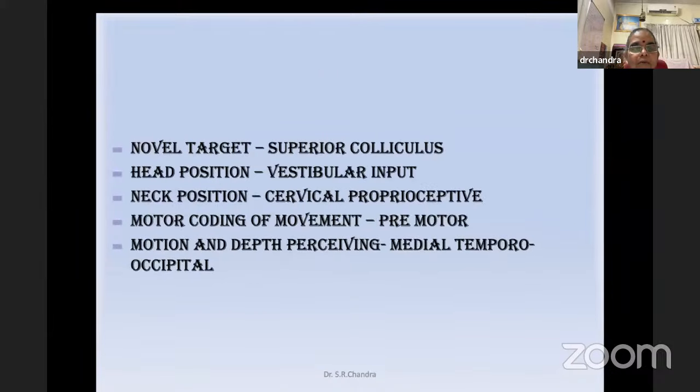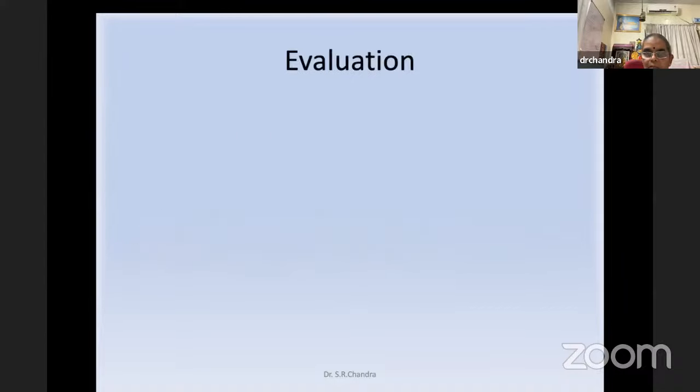Then, if there is a novel target, such as a fly suddenly coming into your eye, it is sensed not by the visual pathway, not by the retinal blur, but by the superior colliculus. So the superior colliculus recognizes a novel target without conscious appreciation. Head position change is recognized by the vestibular input, which we have seen. Neck position by the cervical proprioceptors. Motor coding of movement by the premotor area. Motion and depth perception by the medial temporo-occipital regions.